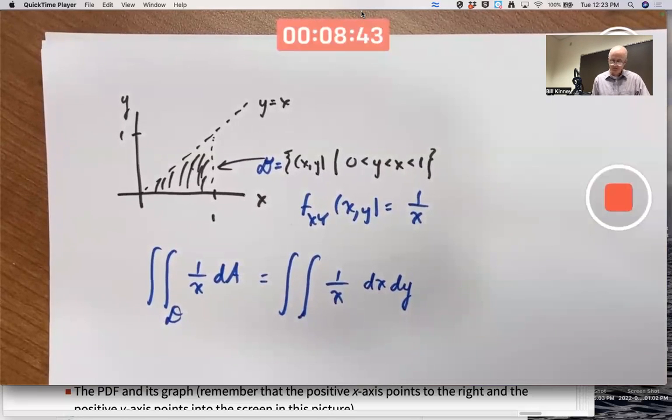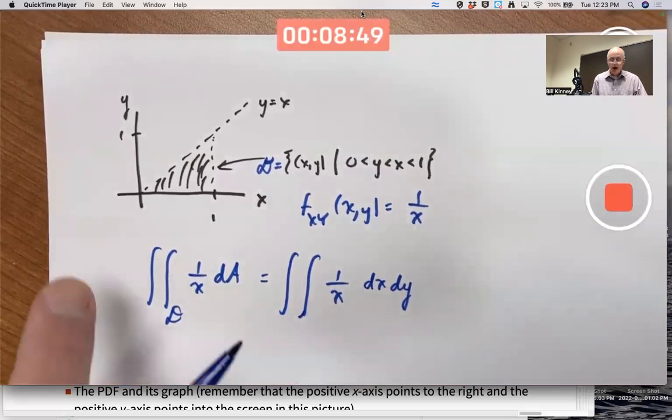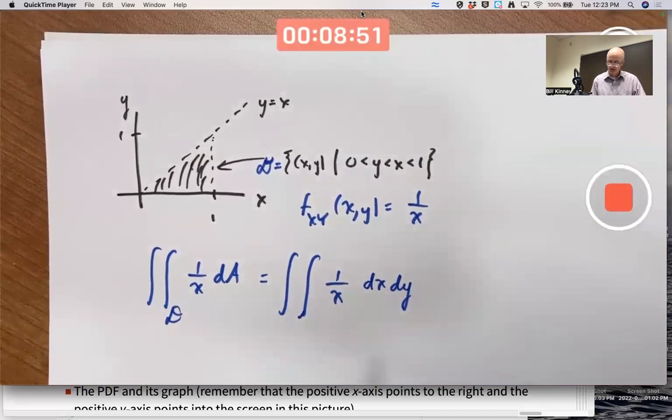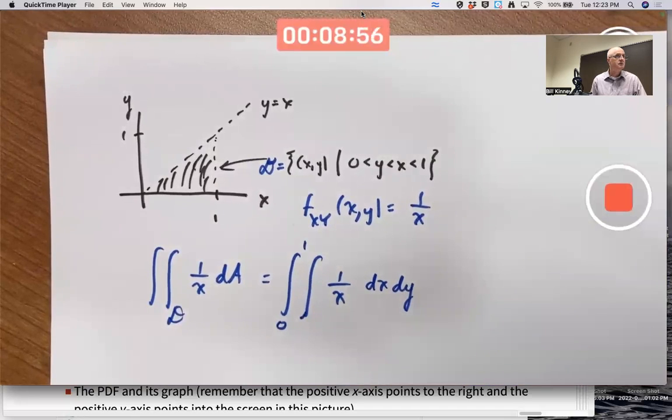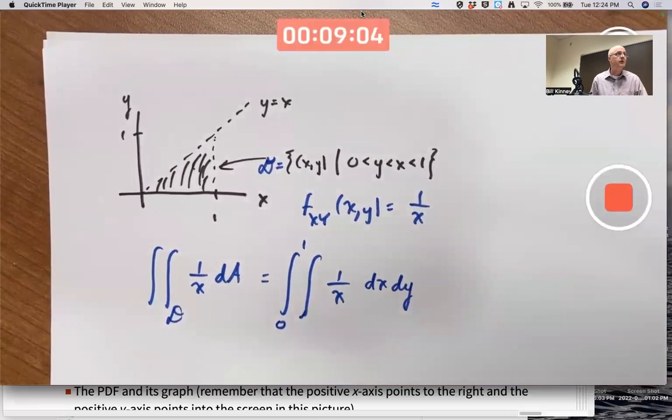How do you do this? You always want your outer integral to go between two numbers. In this case, y is always definitely between 0 and 1. So y goes from 0 to 1. That's the outer integral. But the inner integral, because this is not a rectangle, is not going to have two constants that are the limits of integration. One of them is in fact going to depend on y.